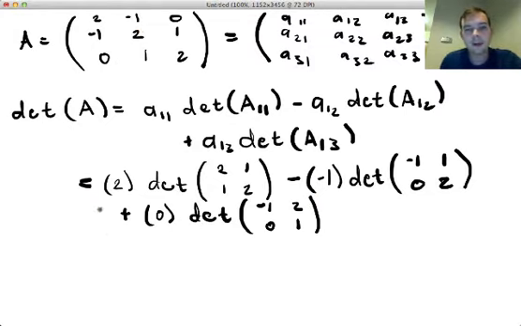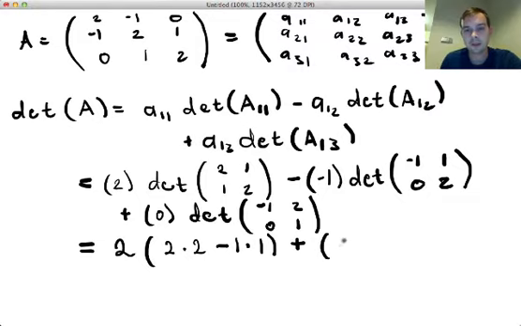So that's great, and we know what a 2 by 2 determinant looks like. The determinant of this 2 by 2 will be: I take the product of the diagonal terms and I subtract the product of the off-diagonal terms. And so I'm going to have 2 times 2 minus 1 times 1. That's that determinant. Now this will become a plus, since I have minus and -1, so plus the determinant of this one, which is going to be -1 times 2 plus 0 times 1.